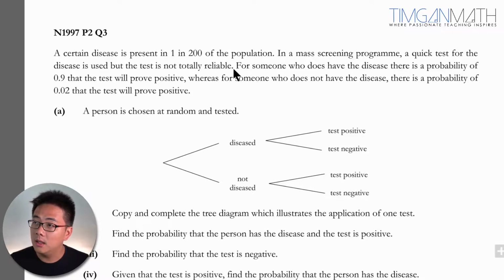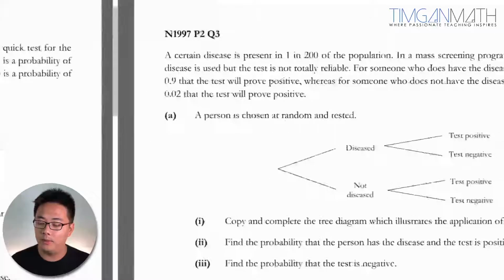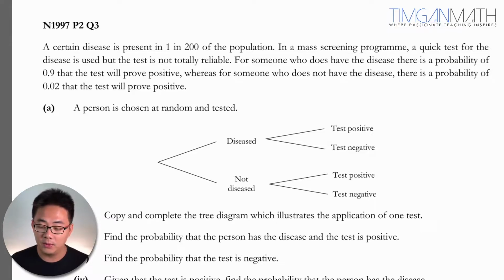So a certain disease is present in 1 out of 200 patients of the population. In a mass screening program, a quick test for the disease is used, but the test is not totally reliable. Not all tests are 100% reliable, so that's a thing. For someone who does not have the disease, this is a conditional probability. Say if someone has the disease, the probability that the test will prove positive is 0.9, or 90%.